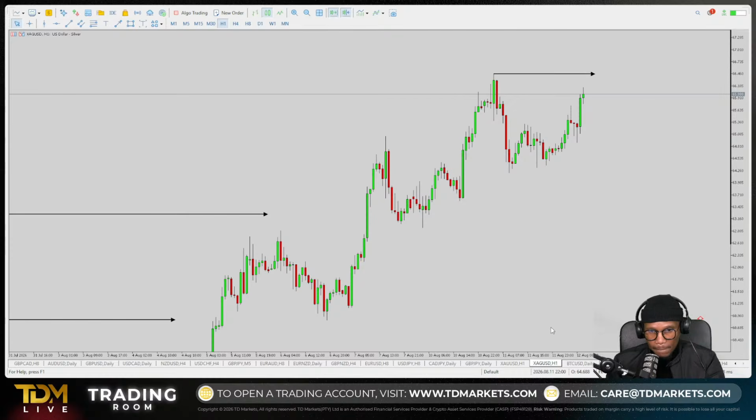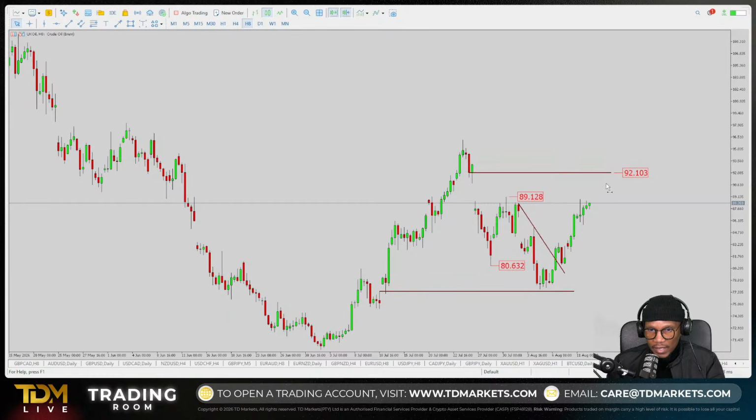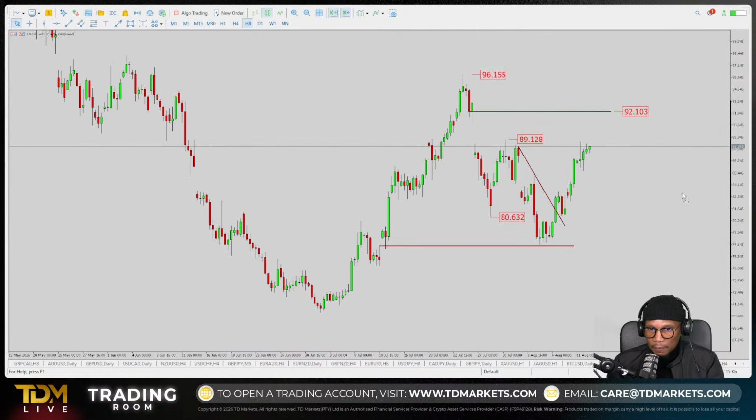All right. So in terms of the commodities, this is how we're looking. Let me just look at the oil price. The oil price, nothing has changed. It's still going up to 92. If it breaks 92, it's going back to 96. Very simple. The structure is bullish. We're going back to 92, and if it breaks, we're going up to $96 per barrel. So that's how oil is looking.